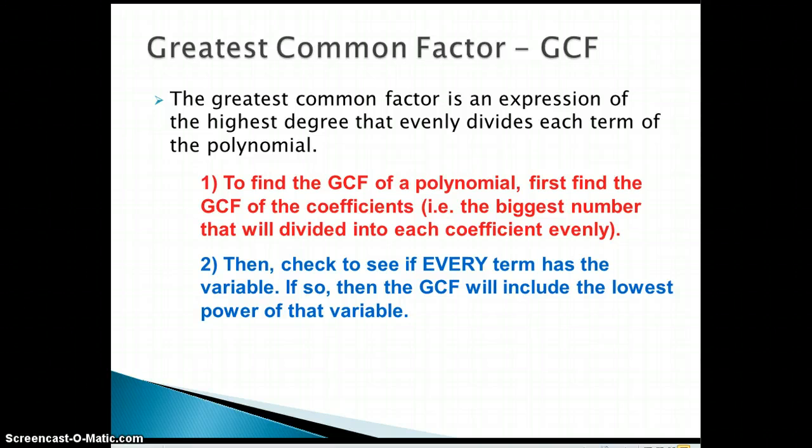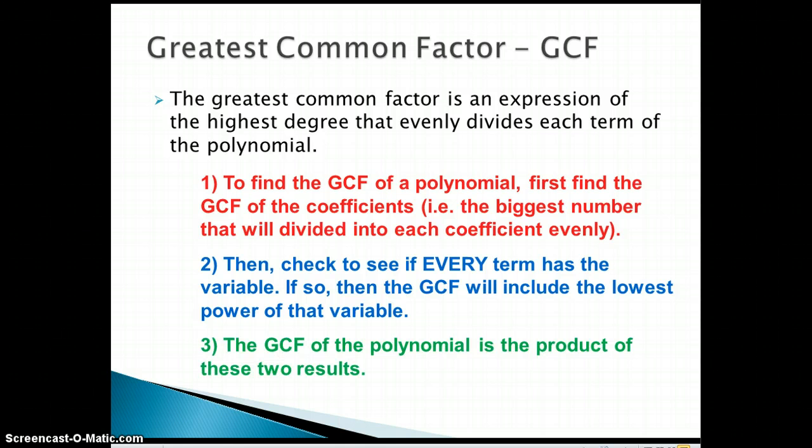And then our second step is to check to see if every term has the variable. If so, then the GCF will include the lowest power of that variable. The third step is to put these two results together. The GCF of the polynomial is the product of these two results. So let's look at some examples.